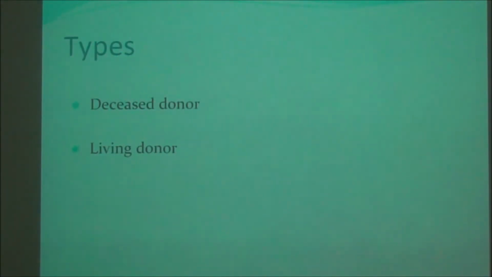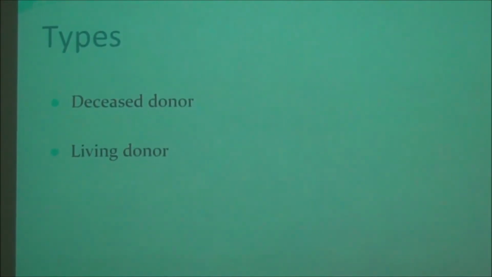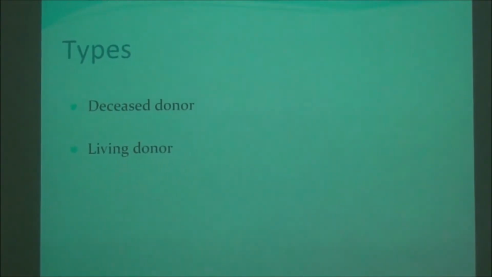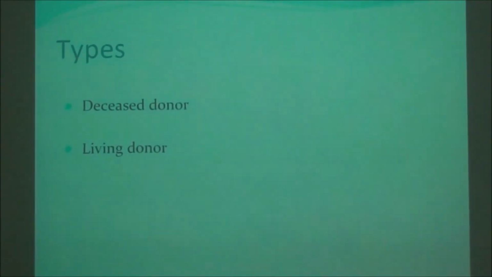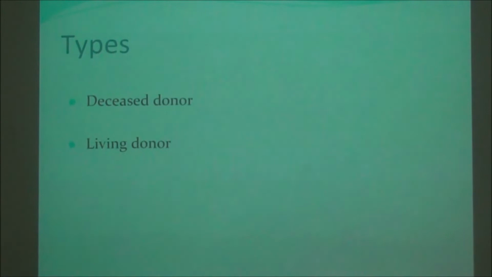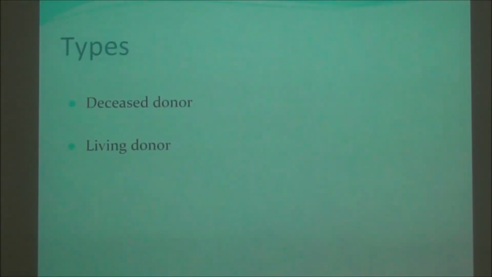So we discussed already that the two types of liver transplants are deceased donor and living donor liver transplants. And the advantage of the deceased donor is that you have a whole liver available, and there is no limitation to the amount of tissue that you need for the recipient.